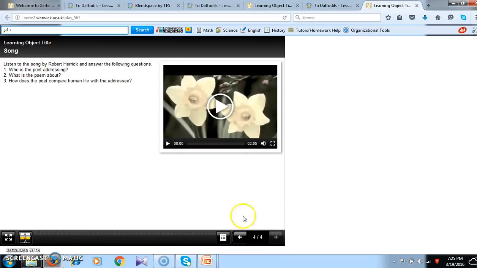Now, here is a song which is written by Robert Herrick. Listen to the song once here, and at your home you will listen to it again, and you will write the answers of the following questions. Who is the poet addressing? What is the poem about? And how does the poet compare human life with the addressee? Okay, I'm playing the song.